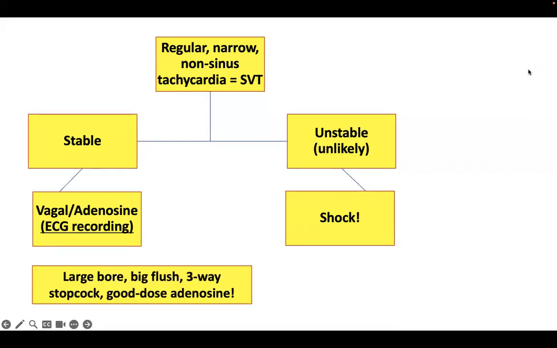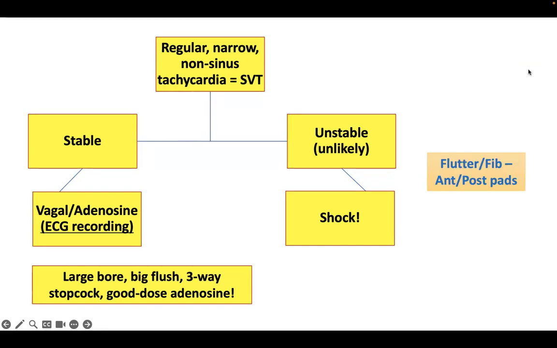Okay, when you give adenosine, obviously make sure it's a large IV cannula with a big flush, preferably a 3-way stopcock, and a good dose of adenosine. Don't give a low dose of adenosine. It doesn't make much sense. Give a very good dose of adenosine with a large IV and a big flush. I almost always do 0.2 to 0.3 per kilo, if not more. I don't do 0.1 per kilo. So give a good dose of adenosine.